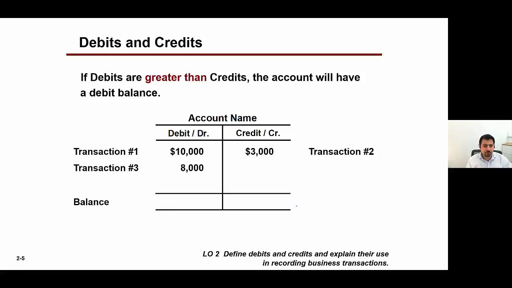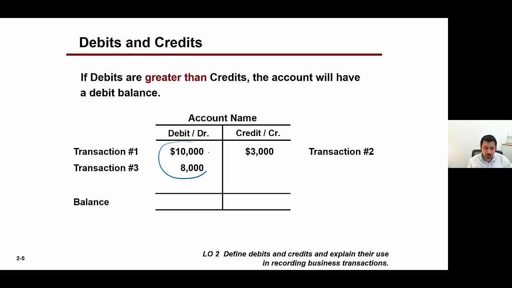Whenever we have debits that are more than credits, the account is said to be a debit account. When we have more credits than debits, then we have a credit account. So here in this case, for example, in transaction 1, we debited the account 10,000, we credited the account 3,000, and then in the third transaction we debited it again 8,000. So the total here will be, it's very simple.